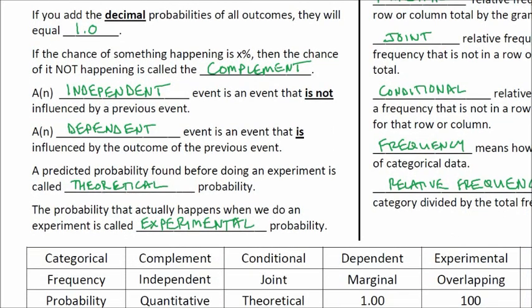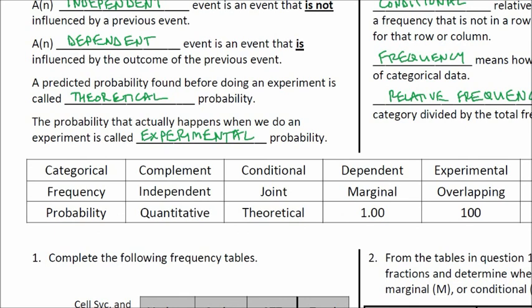An independent event is an event that is not influenced by a previous event. Think about independent. If you're independent from your parents, it means you don't need their help anymore, so they are no longer influencing you. And then a dependent event is an event that is influenced by the outcome of a previous event. If you talk about dependence, same example. If you're dependent on your parents, that means they're having to support you and take care of you. So there is a connection or an influence between you and your parents.